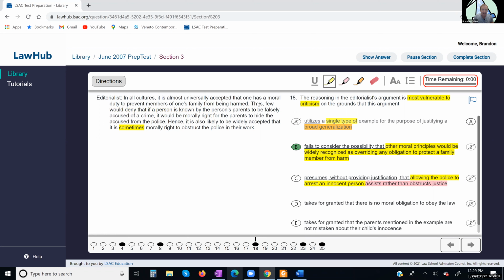So a person's parents are falsely accused of a crime, so it's known by them. So that would be the innocent. Okay. And what they're saying is that that would not be obstructing the police in their work.